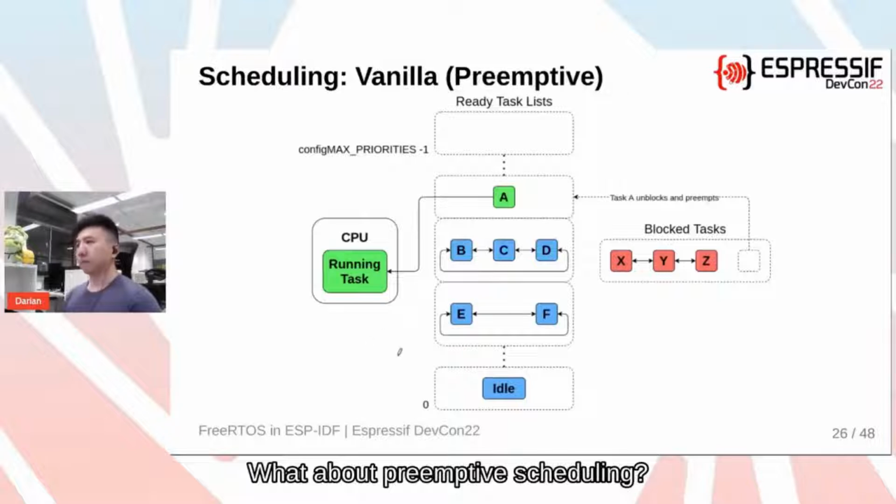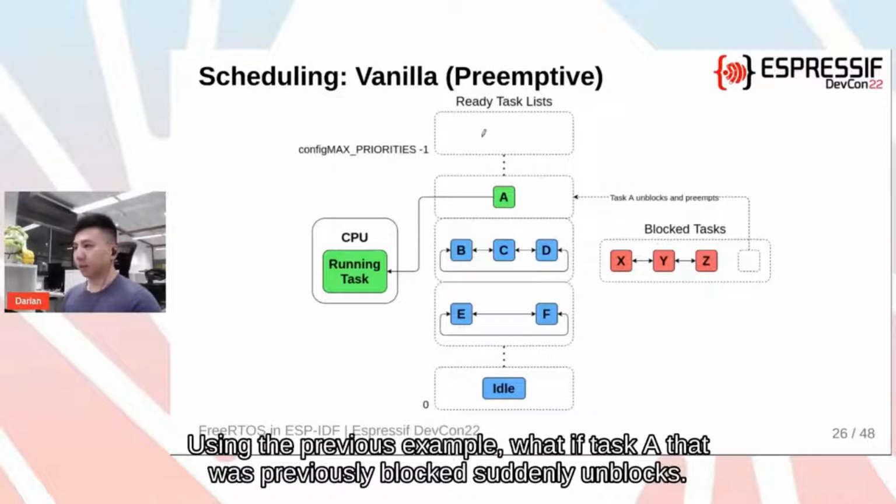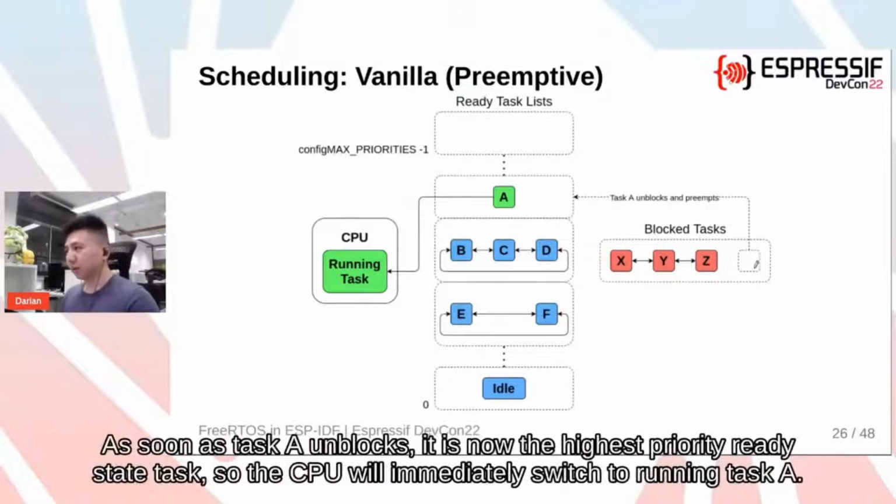So what about preemptive scheduling? Using the previous example, what if task A, which was previously blocked, suddenly unblocks? As soon as task A unblocks, it is now the highest priority ready state task, so the CPU will immediately switch to running task A.